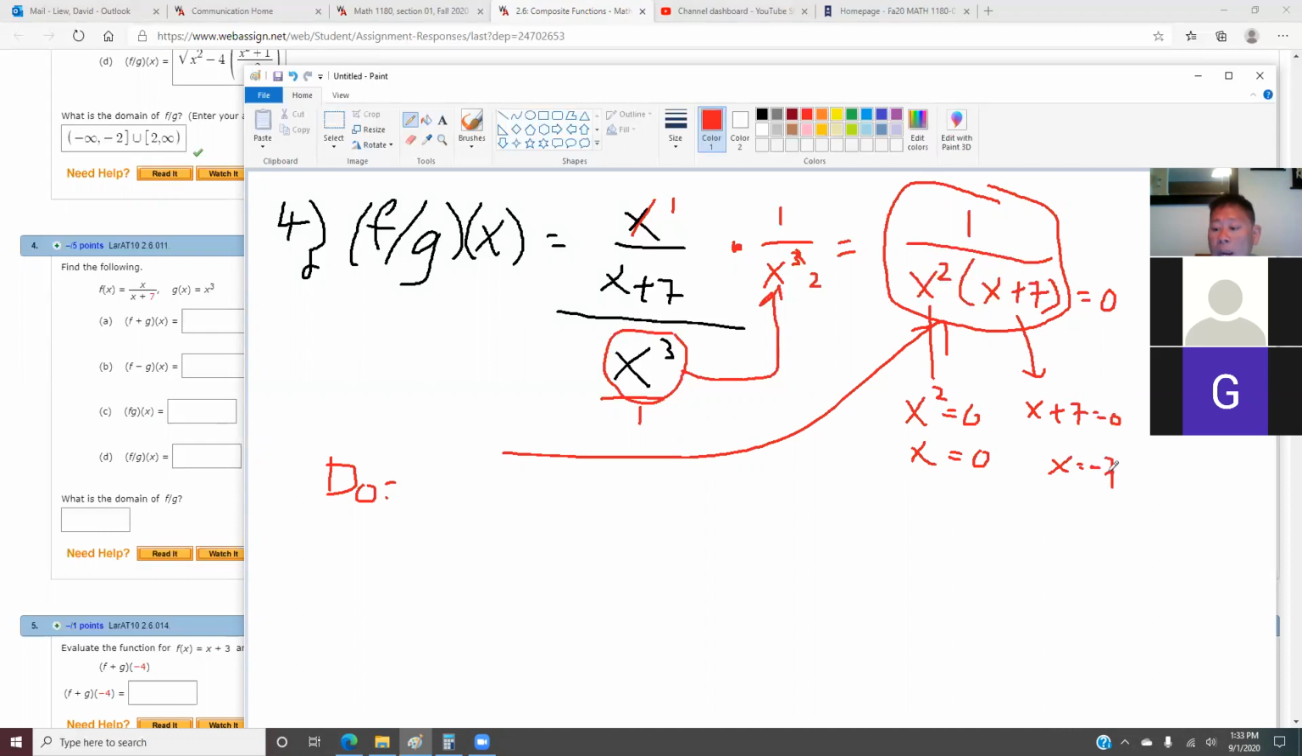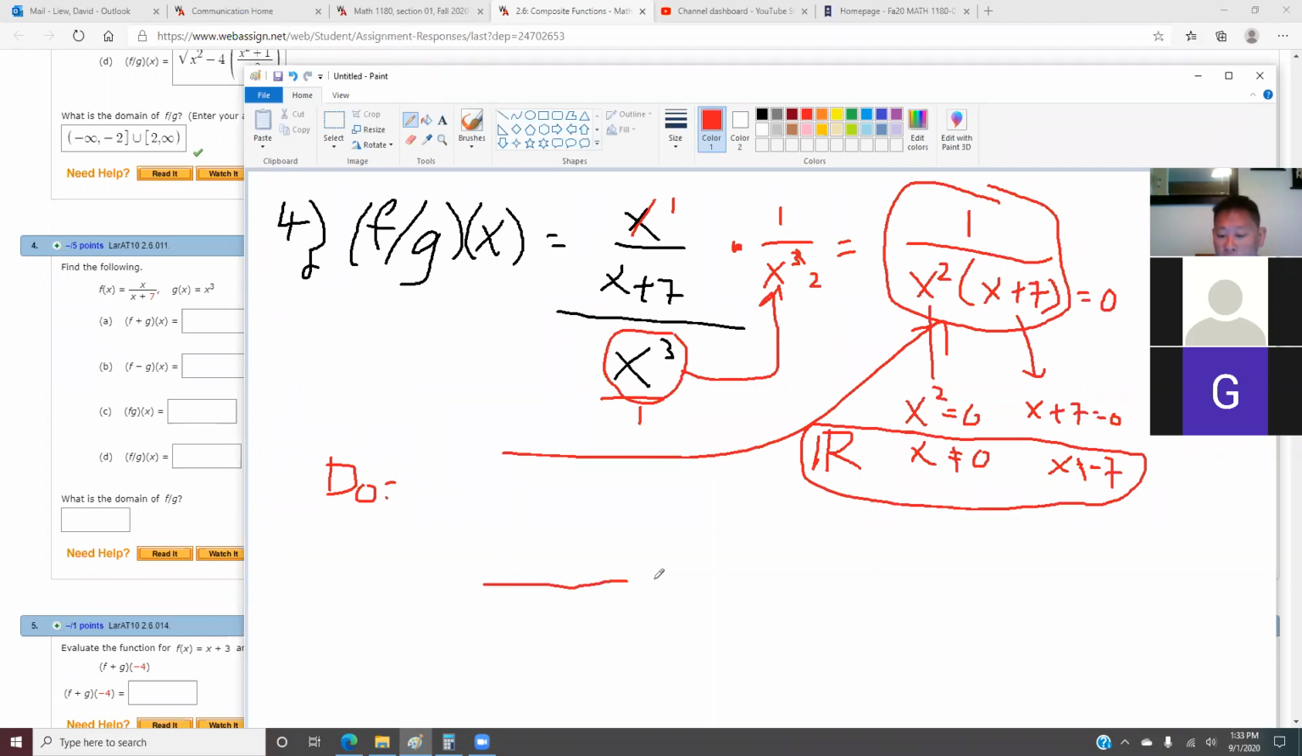So the domain for this case is all real numbers except x cannot be 0 and x cannot be -7. So this is the domain for this function, this f over g. So how do you write this in interval notation?